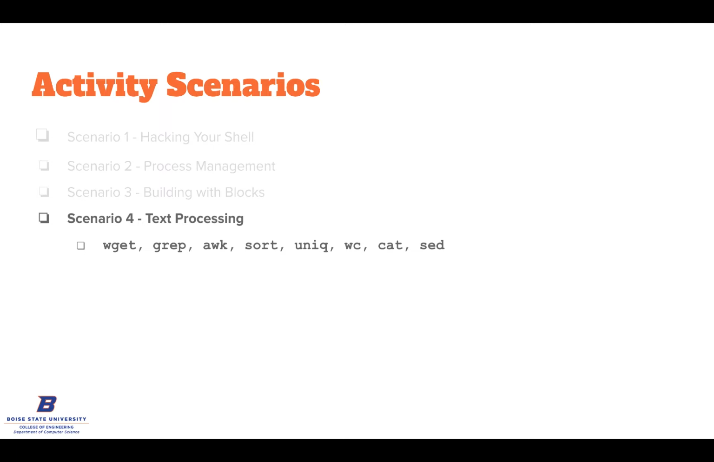A new one is going to be called unique. So unique will find unique values. If you have 5 lines that say hello, it would group those into just one instance of the word hello. Cat will output the contents of a file, and as we saw before, sed is the stream editor.